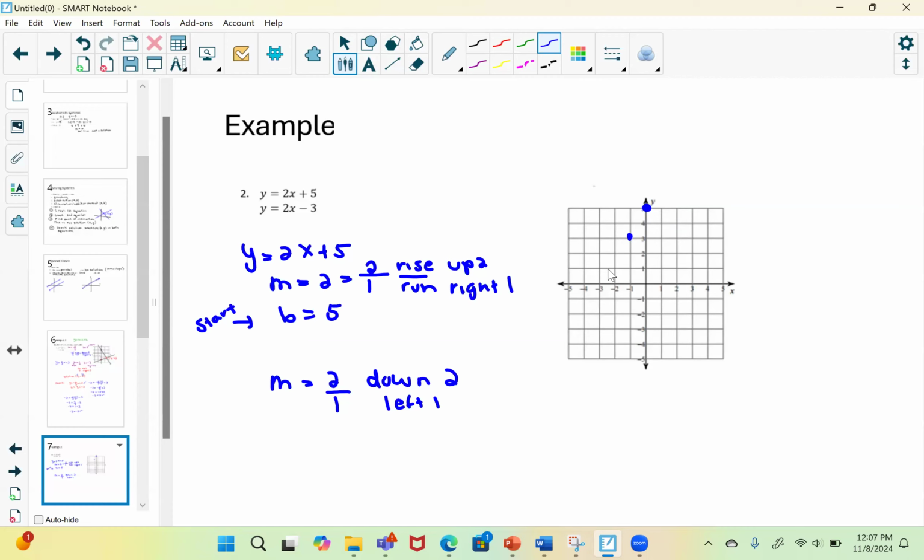Okay, and I'm going to do it one more time. Down 2, right 1. Another time, down 2, right 1. We want these lines to be as exact as possible. So the more points you plot, the better. So if it goes off the graph, then go in the complete opposite direction, okay? And the reason is we could say both of these are negative, and a negative divided by a negative is a positive, so they're the same value. All right, so that's my first line, this 2x plus 5.